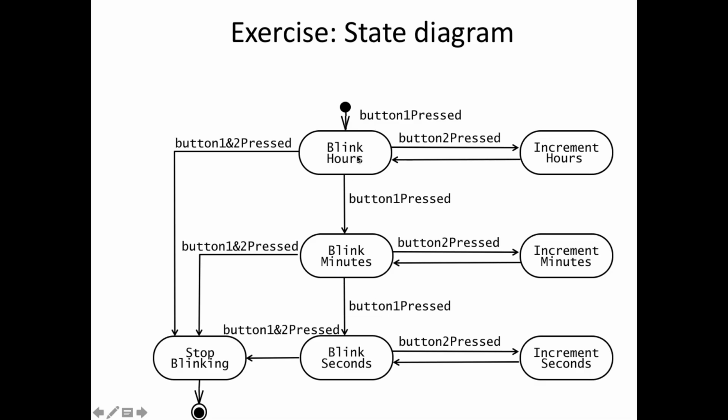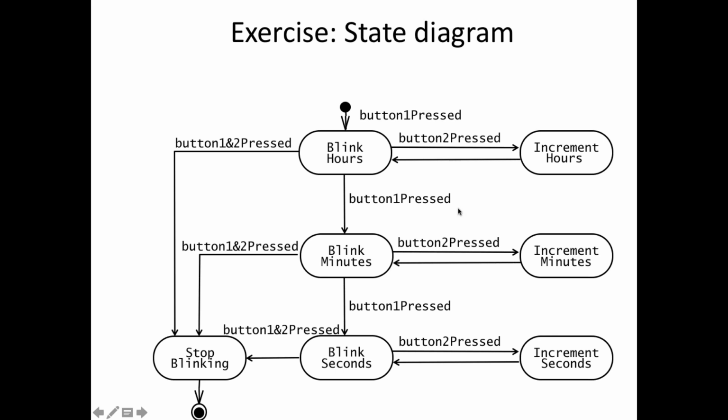So the solution is that the different states are that either the hours are blinking, or the minutes part is blinking, or the seconds is blinking. The way we get to blink hours is when button 1 is pressed. And now from that state, if button 1 is pressed again, you go to blink minutes. From that state, if button 1 is pressed again, you go to blink seconds.